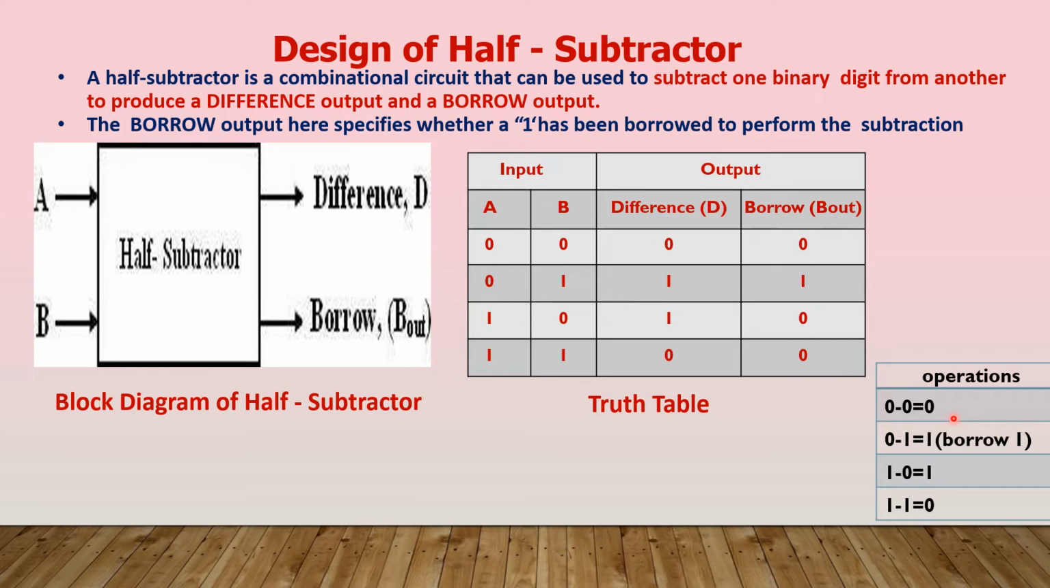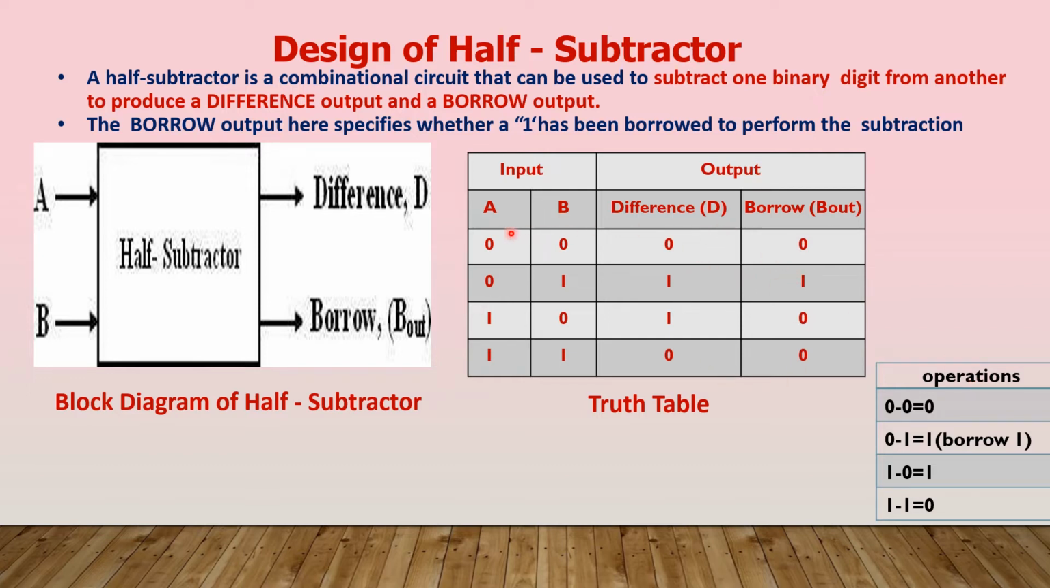According to this operation table, for the subtraction, if it is 0 minus 0, then the difference is equal to 0. If it is 0 minus 1, then the difference is equal to 1, and borrow is also equal to 1. If the bits are 1 minus 0, then the difference is equal to 1. If it is 1 minus 1, then the difference is equal to 0. By using this operation table, we can construct the truth table.